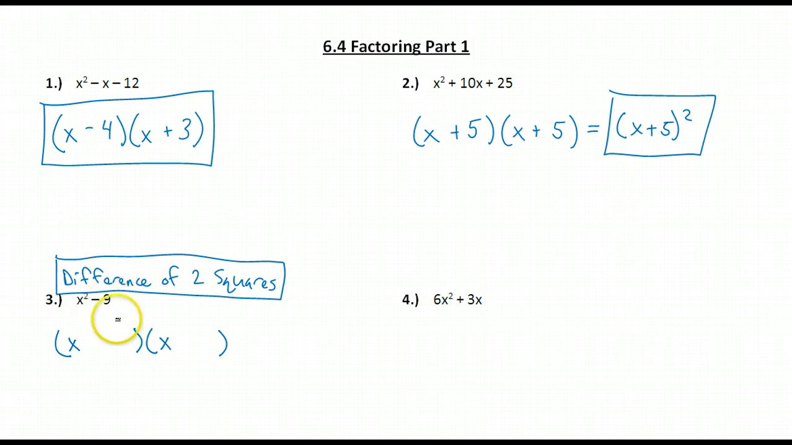Our first two terms, x and x, and our last two terms have to multiply together to give me 9. Well, the reason I can do this factoring is because 9 is a perfect square. And if I make one 3 positive and the other 3 negative, when I FOIL this out, my middle term will disappear, and my last term will be negative 9.